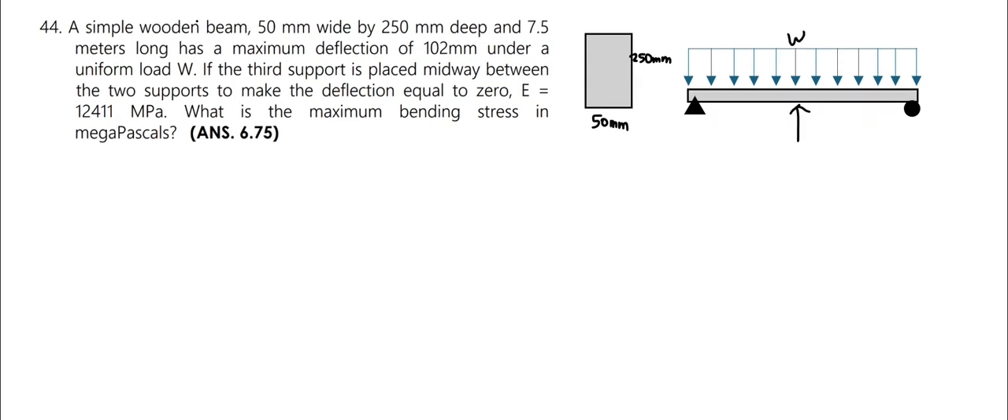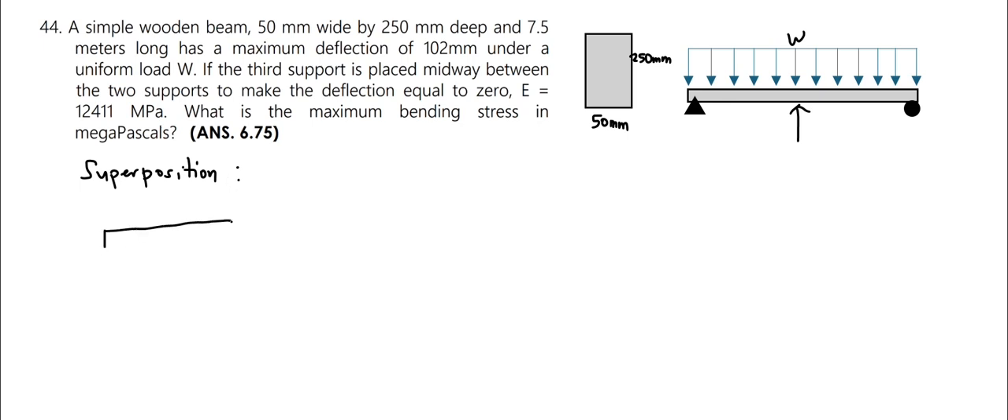To solve this problem, you can use double integration, area moment, and other methods, but the best approach to make our calculations much easier is the principle of superposition. According to the method of superposition, the slope or deflection at any point on the beam is equal to the resultant of the slope or deflection at that point caused by each of the loads acting separately.